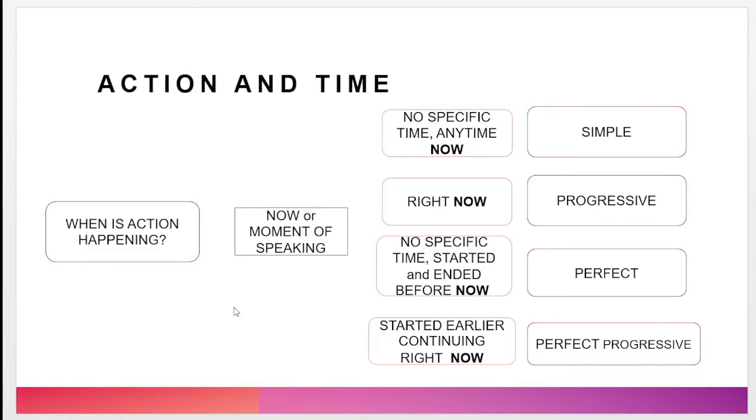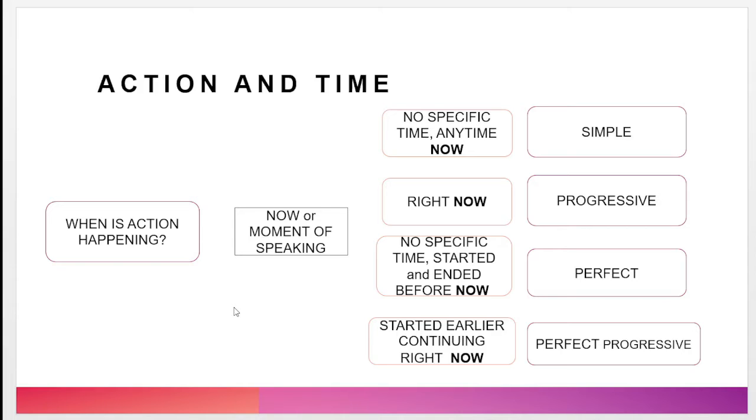Now how do you distinguish between these different forms? In order to understand that, think that you are standing presently in now. So we are talking about everything in relation to now, the moment of speaking. So you look at the verb and then try to ask this question: when is this action happening? The action that is described in the verb, when is it happening in relation to now? Now means when you utter this sentence, the verb in that sentence, when is it happening in relation to the moment of speaking.